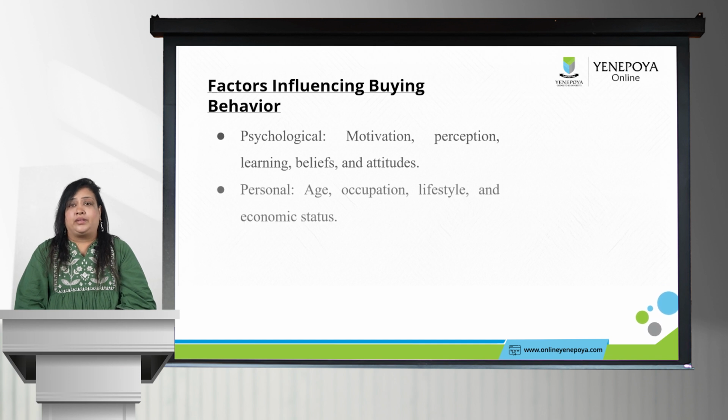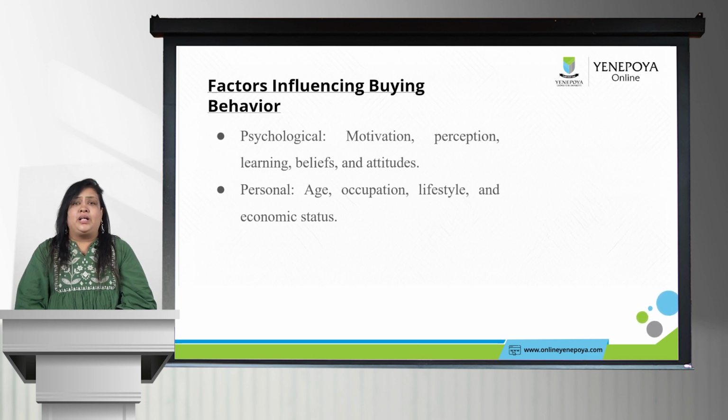Next are the personal factors. Personal characteristics of individuals significantly affect their buying behavior. These factors include age. Different age groups exhibit different purchasing patterns based on their preferences and life stages. For example, teenagers may focus on trends, while older consumers may prioritize durability. Occupation. A person's profession often dictates their purchasing needs and preferences. A corporate professional may prioritize formal wear, while a freelancer might seek casual and functional options.